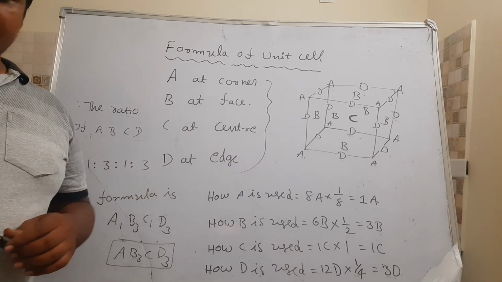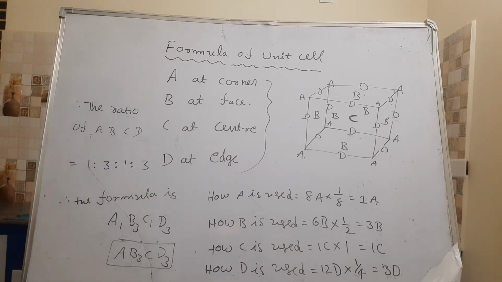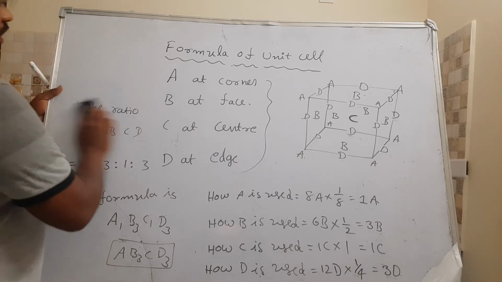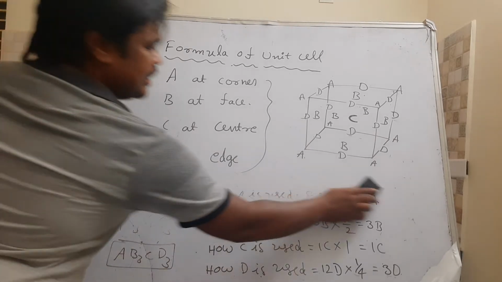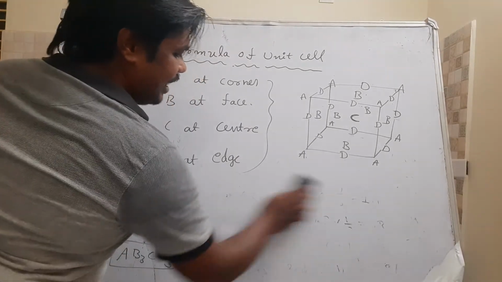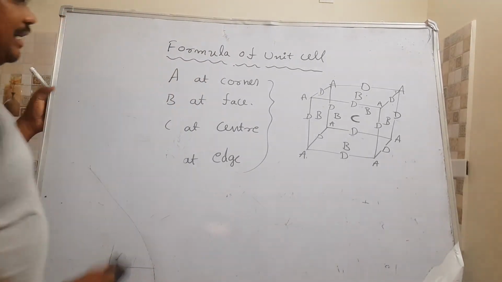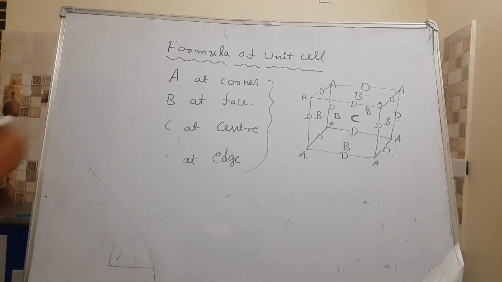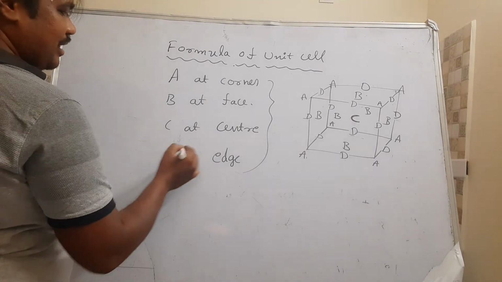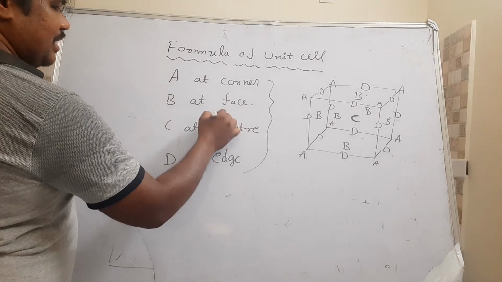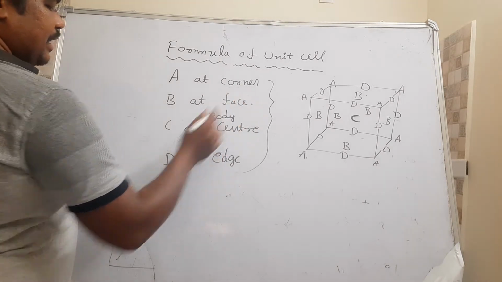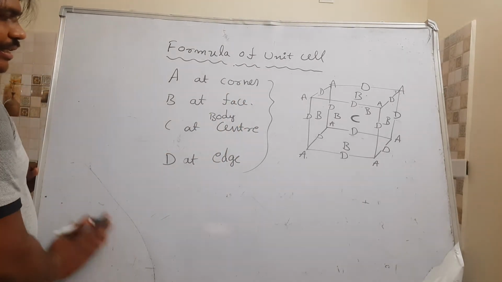Regarding this calculation of formulas, you take this. First question, same data they are giving. A is at the corner, B is at the face center, C is at the body center, and D is at the edge, like that.